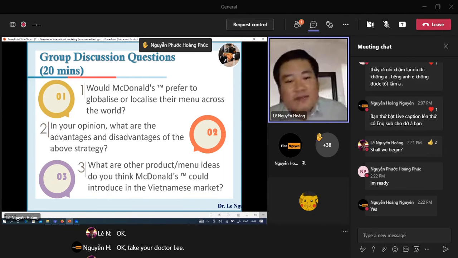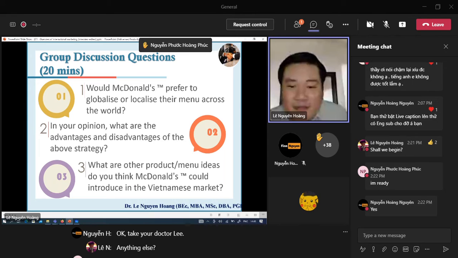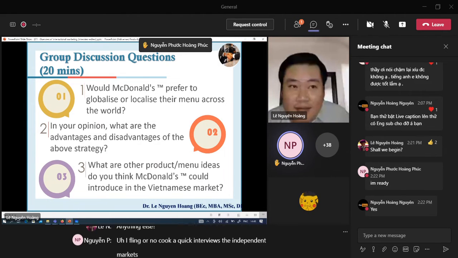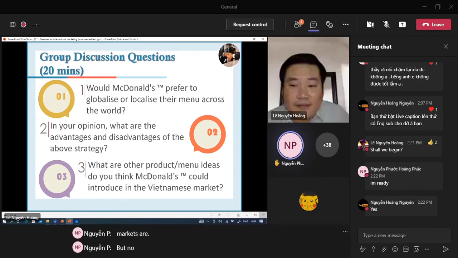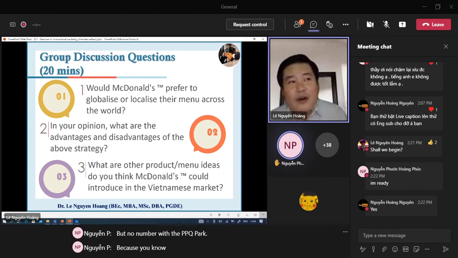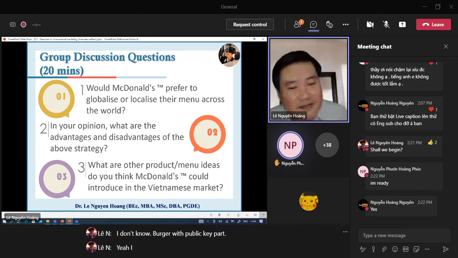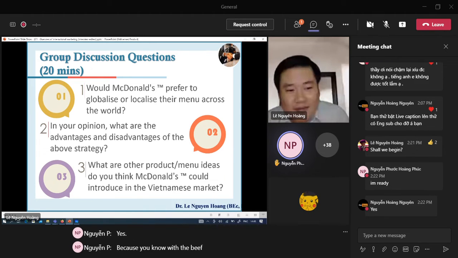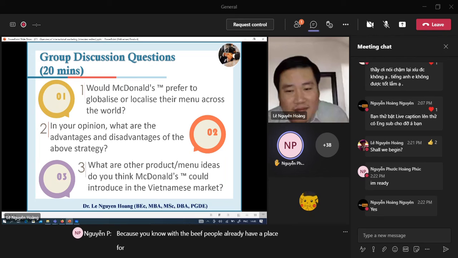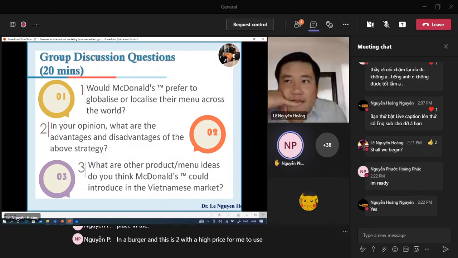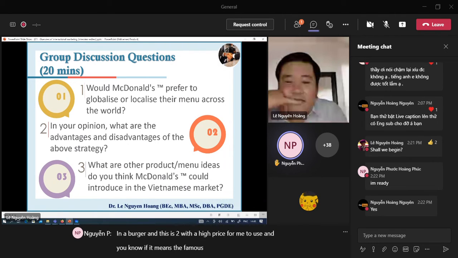Anything else I think McDonald's could introduce in the Vietnam market? McDonald's burger with BBQ pork, because McDonald's burger with barbecue pork. Yeah, because the burger already has beef, and this is with a high price for the Vietnamese to use. And Vietnamese is famous with the bánh mì thịt nướng and cơm tấm.